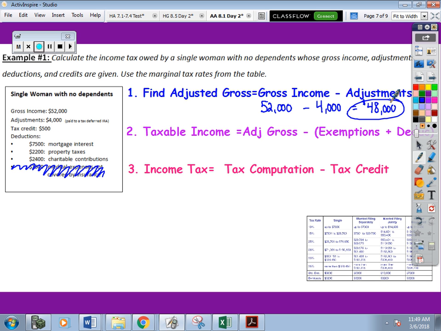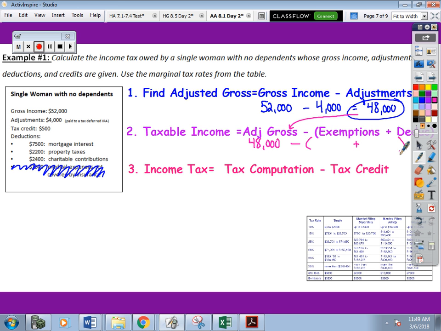Okay. Taxable income, step 2. We're going to take the adjusted gross. So you always use the answer. This is one thing students will mess up. They'll start back and use the 52. You always want to use the adjusted gross, which is 48,000. And we're going to subtract our exemptions plus our deductions.